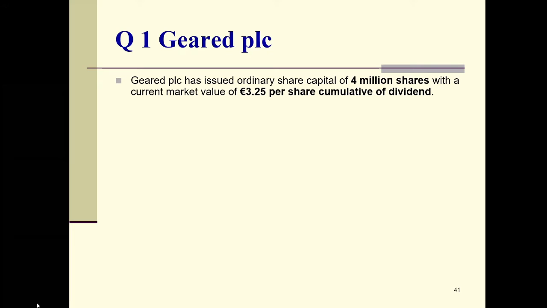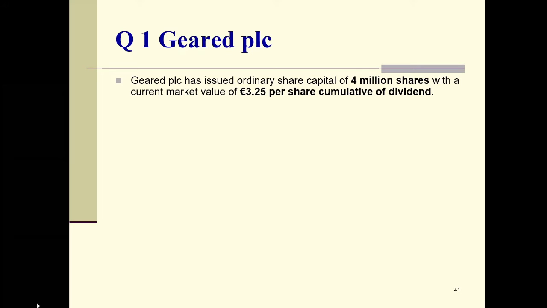I've highlighted what's important in the question. So we have what are called equity shares here, and there are 4 million of these. So you've got 4 million shares in this company. I'd take note of that. And then I can see a price, and it says with a current market value of €3.25 per share cumulative of dividend.